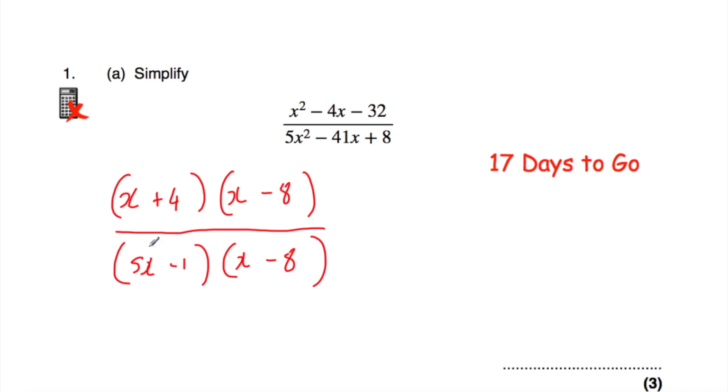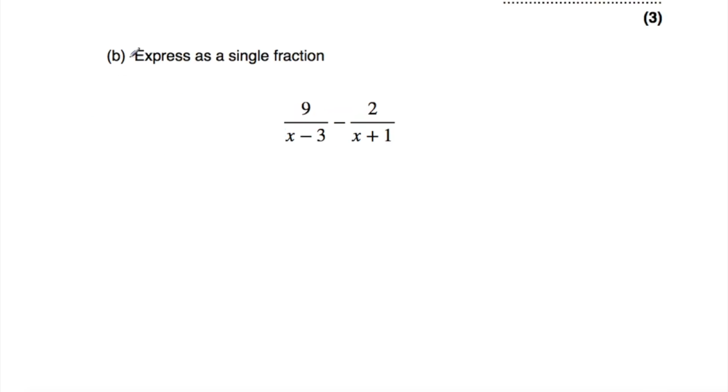And let's just check that. 5x times x is 5x squared. 5x times minus 8 would be minus 40, and then another x would be minus 41x, and then we've got our plus 8. So that's it. So we're factorized. Now let's cancel down. So that'll leave us with x plus 4 over 5x minus 1. And if you got that, well done. And let's have a look at our next question, part B.